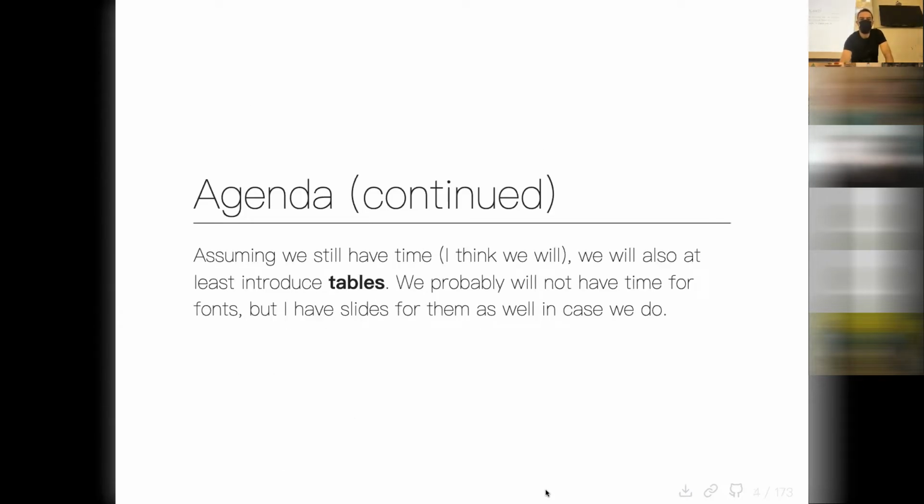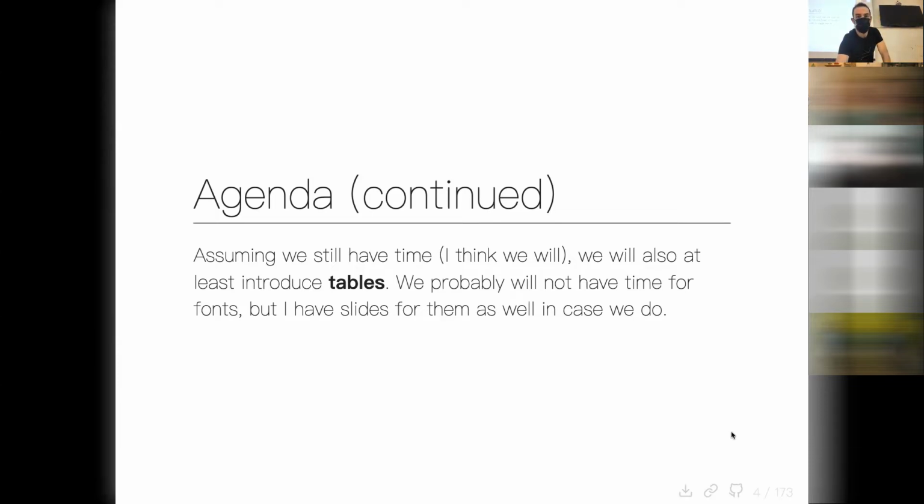Okay, so on the agenda today, we're going to finish what we were talking about last time, and then we're going to talk about visualizing uncertainty. Assuming we still have time after both of those topics, which I think we will, then I'm going to at least introduce tables today. My hope is that we can get all the way through tables. We may be able to do that, we may not. So I guess we'll just see how it goes.